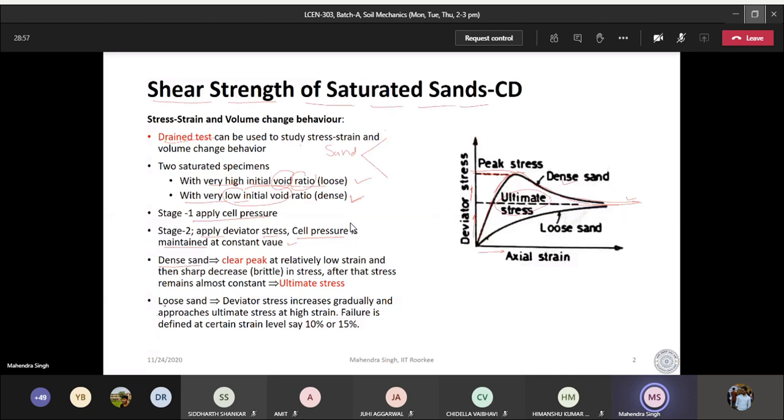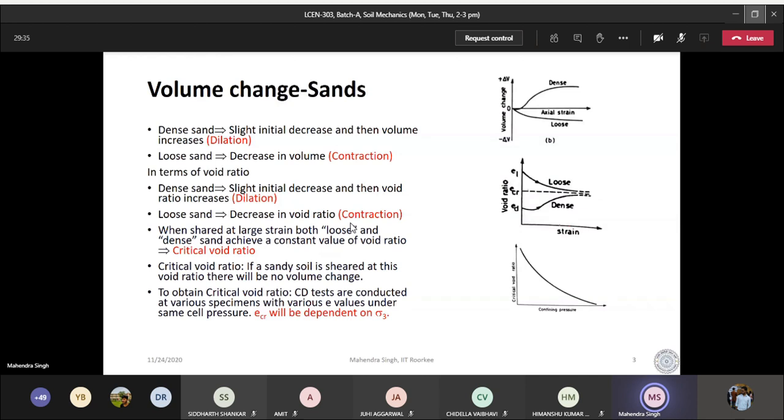If you are testing loose sand, what happens inside that we'll discuss later on. The deviator stress in the case of loose sand is going to behave in the same manner as normally consolidated clay was behaving. So it is gradually compressing, and you may not have a very well defined failure. You have to decide where the failure has occurred, and it is going to approach the ultimate stress, same as we had in the case of clays.